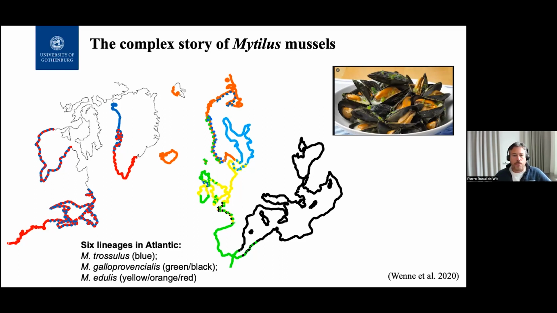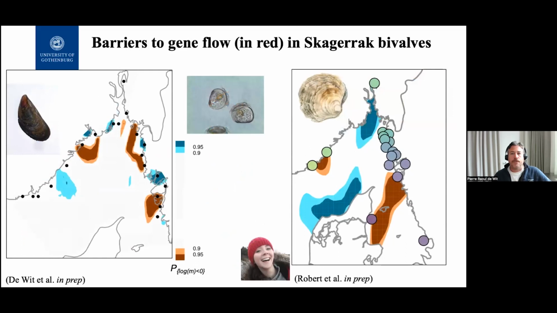In our part of the world, if we zoom in, we see that we also have barriers to gene flow, which can result in different populations, also in the Skagerrak. So here you have Skagerrak, you have Sweden, Norway, Denmark down here. And here I include both blue mussels on the left and oysters on the right. And the red areas here are areas inferred by genetic data as barriers to gene flow.